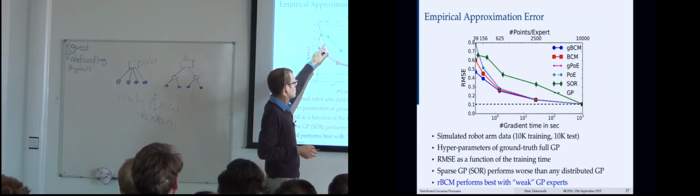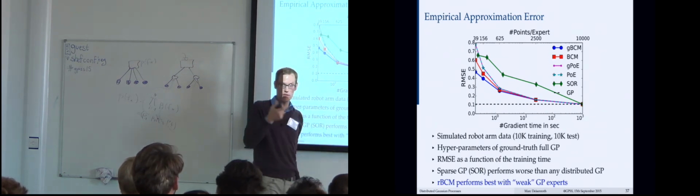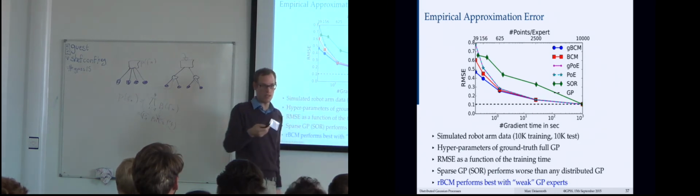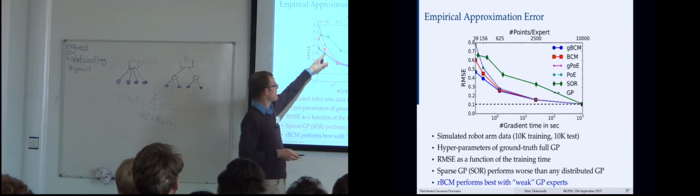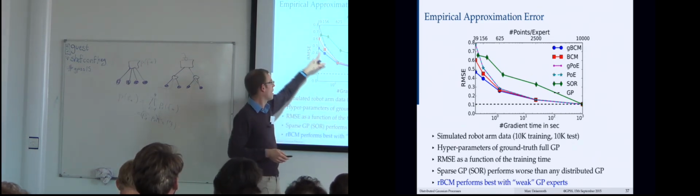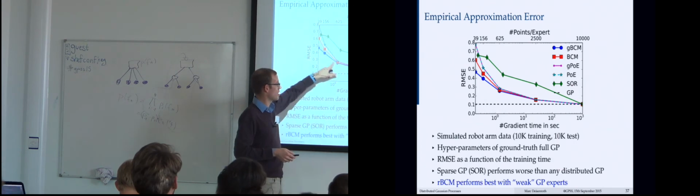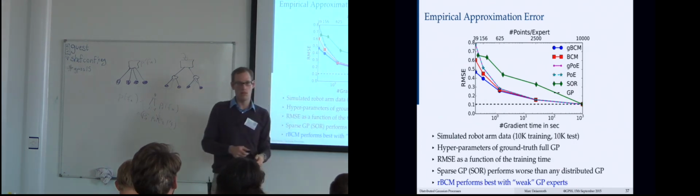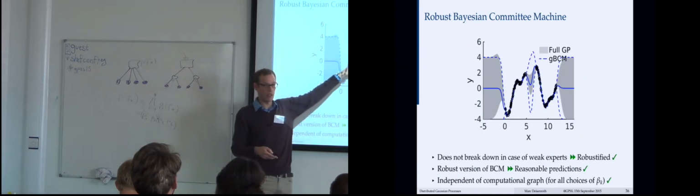The PoE and the generalized product of experts model are identical because they have the same means, so it makes sense that the RMSE values are identical. And then the BCM and the robust BCM are performing slightly better than the product of experts models. And the robust BCM performs better than the BCM, probably for reasons that are due to these kinds of effects.